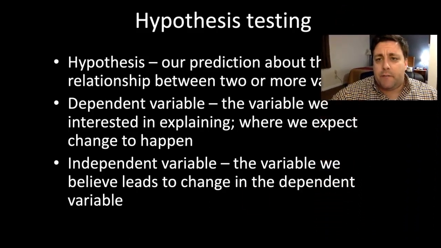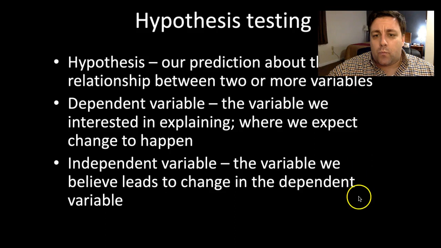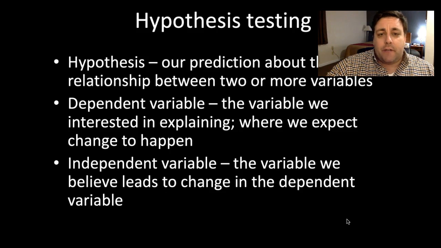I'm just going to move myself so that we can see the words. The dependent variable is the thing that we're interested in explaining. It's often the outcome. It's the sort of where we expect a change to occur. The independent variable is often thought of as the intervention. That's the variable that leads to the change in the dependent variable.